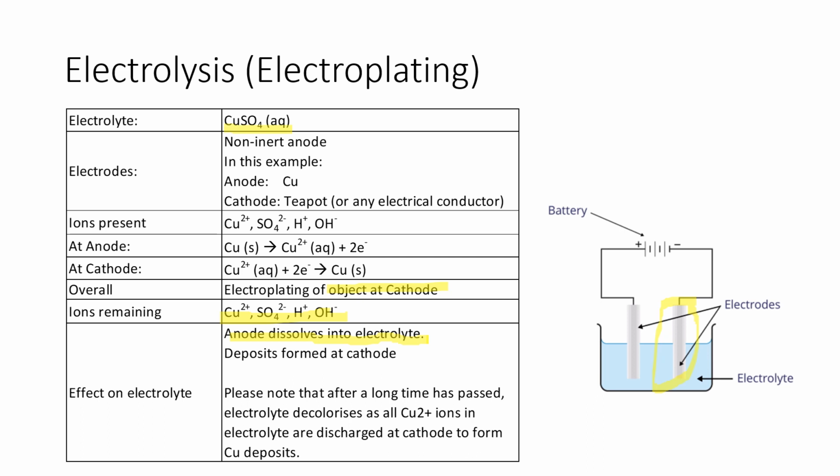Then the next one is deposits are formed at the cathode. If your teacher mentioned the color of the deposit, write the color too. This is at the initial stage, and sometimes they'll ask about after a long time has passed. After a long time has passed, what happens? You will say the electrolyte decolorizes as all Cu2+ ions, the 2+ needs to be in the top right hand side, you should write it like that, in the electrolyte are discharged at the cathode to form Cu deposits. Electrolyte decolorizes.